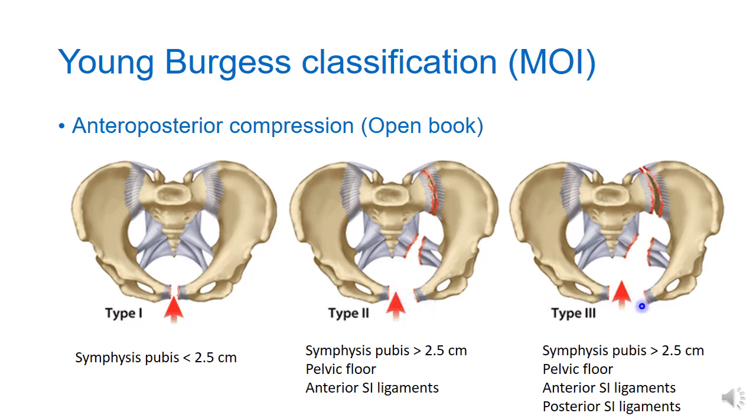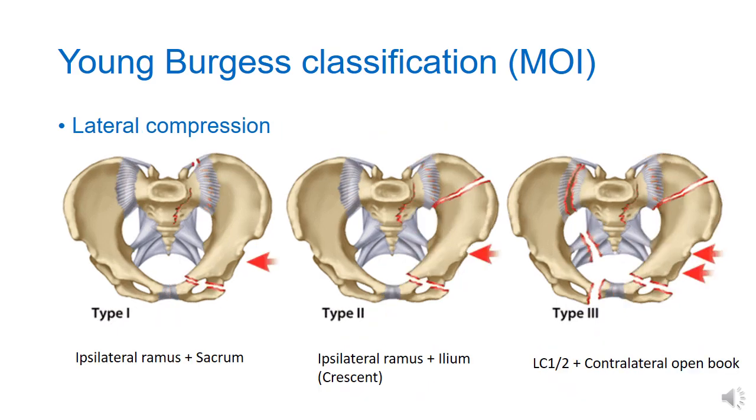And if there is a complete disruption of all the ligaments, including the posterior sacroiliac ligaments, it will open even more and more. So there are grades of opening the book in anteroposterior compression. If we take the other example, which is called lateral compression, the injury is coming from lateral to medial. We have lateral compression type 1, which is a compression fracture of the pubic rami and a fracture of the sacrum. So you may notice that lateral compression is mainly a bony injury.